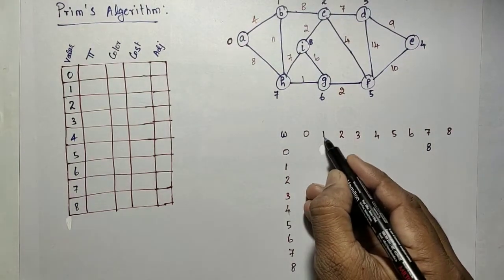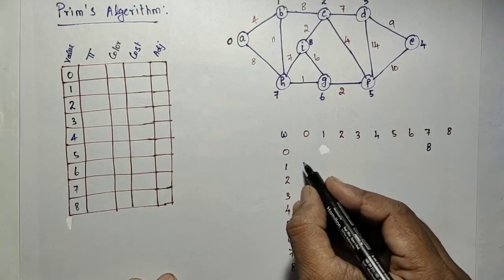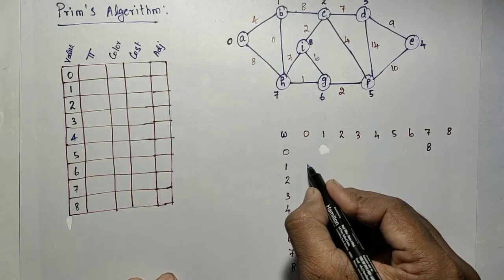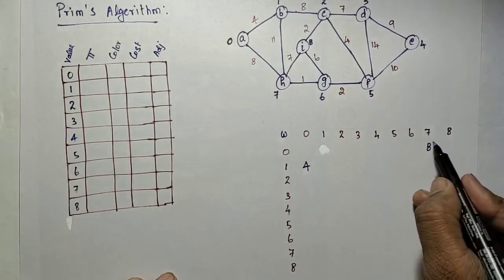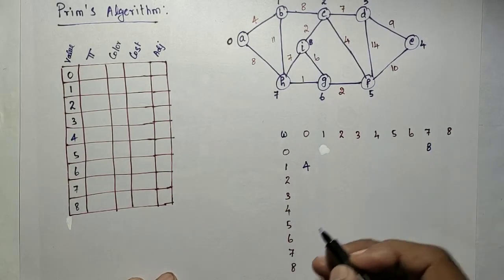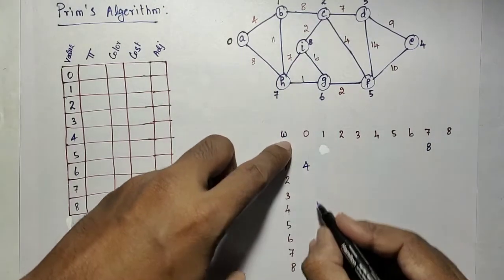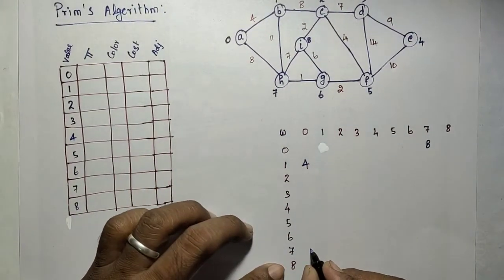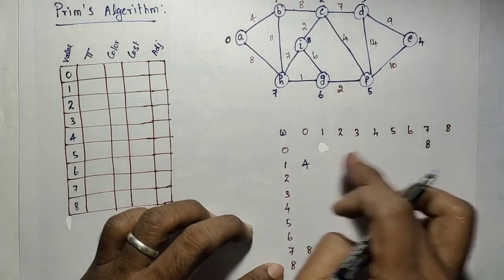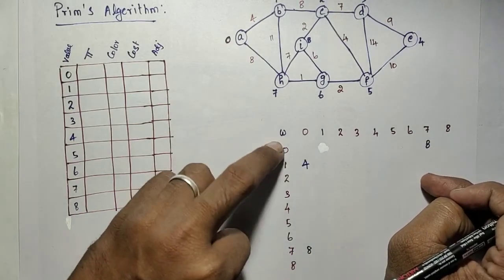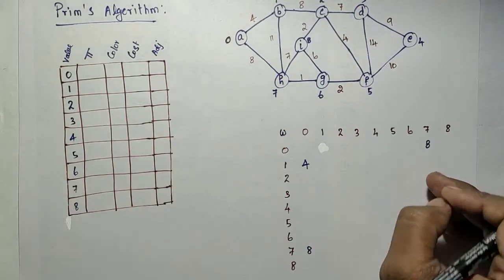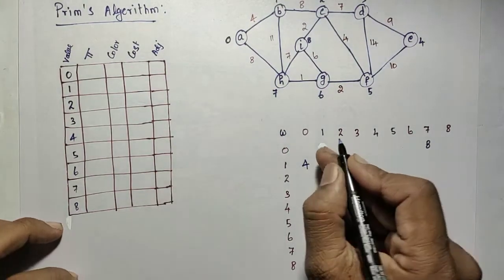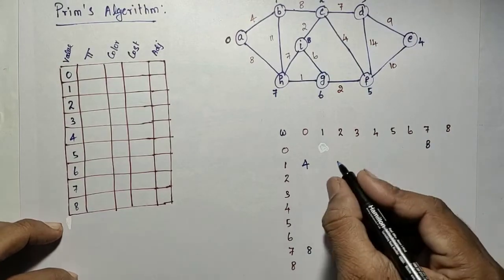So 0 to 1 is 4 means 1 to 0 also what? 4. You can just fill that also. It is 4, like this. Similarly, 0 to 7 is 8. So 7 to 0 is also what? 8. So parallelly you can fill both, because the weight matrix is equivalent to the transpose of that matrix. So the 4 and 8 will be filled.